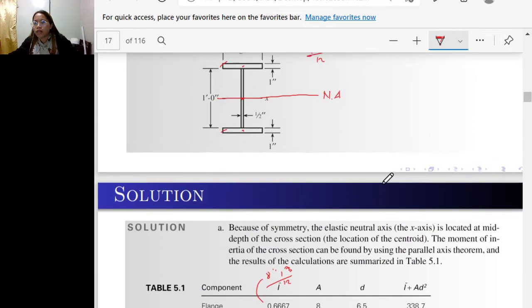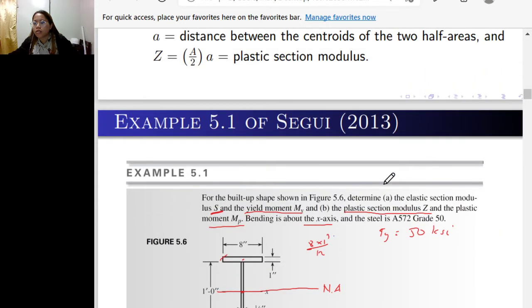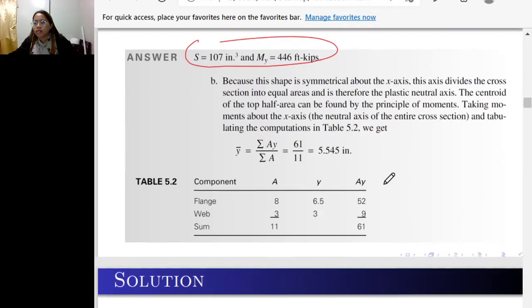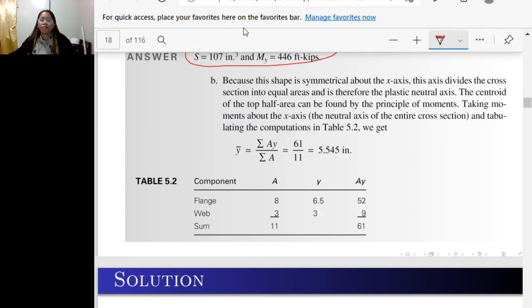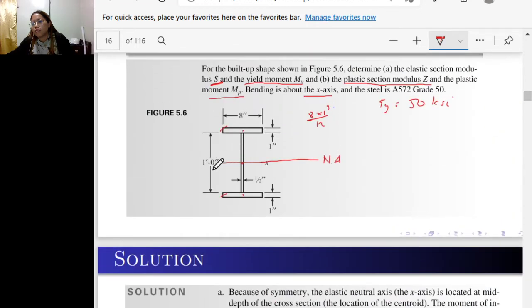For letter B, we are required to determine the plastic section modulus and the plastic moment. Because the shape is symmetrical about the x-axis, this axis divides the cross-section into two equal areas and is therefore the plastic neutral axis. So the elastic and the plastic neutral axis are the same, in the middle.